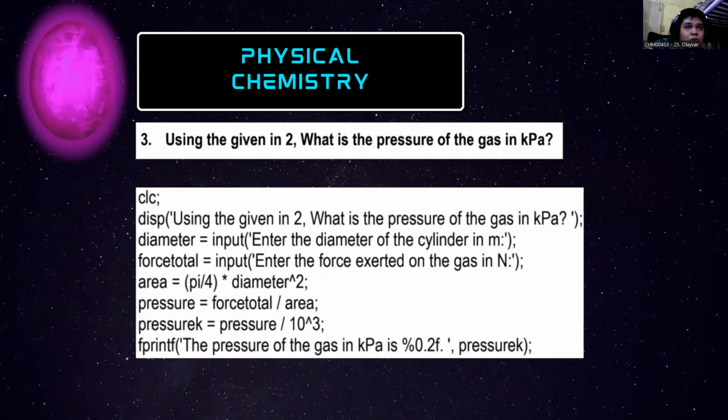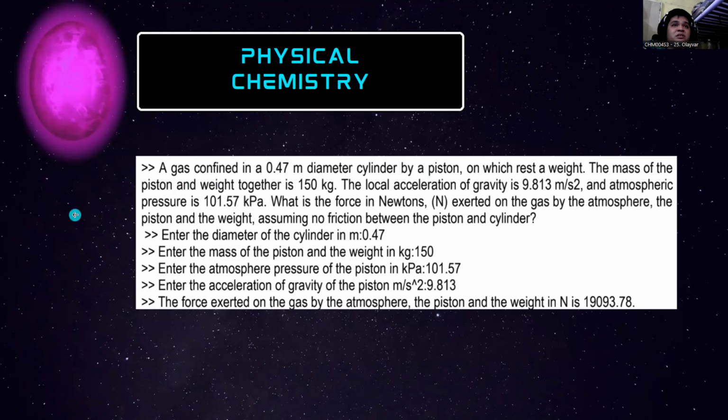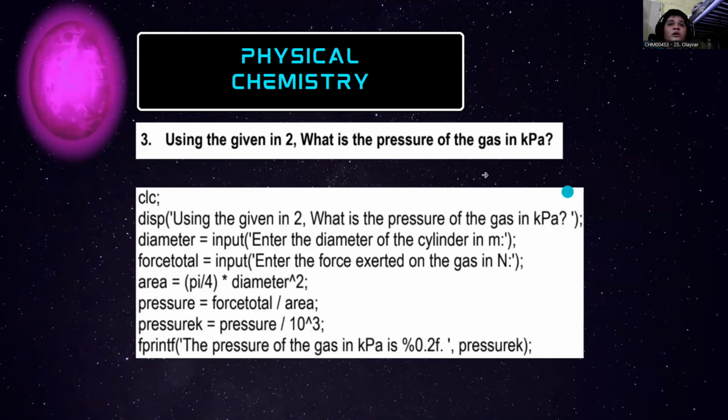And using the given number two, which was previously discussed, what is the pressure in kilopascal? Now, we will use the diameter of the cylinder in the previous problem, and we will also use the total force in Newton, the result of number two that we needed, in order to get the data of our new problem, using the given, what is the pressure of the gas in kilopascal.